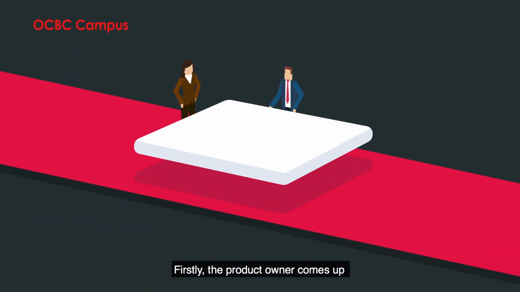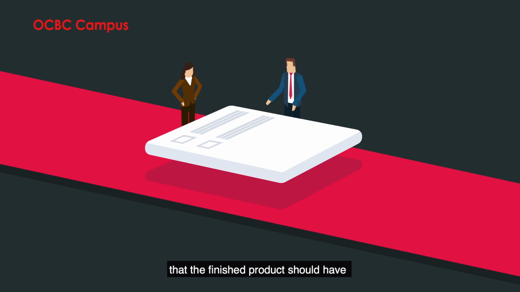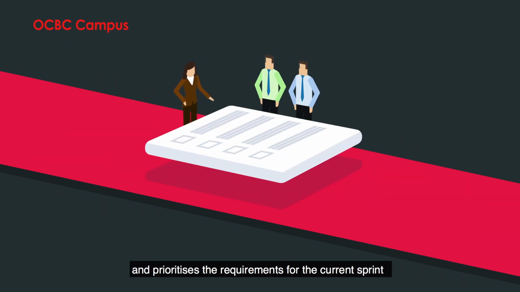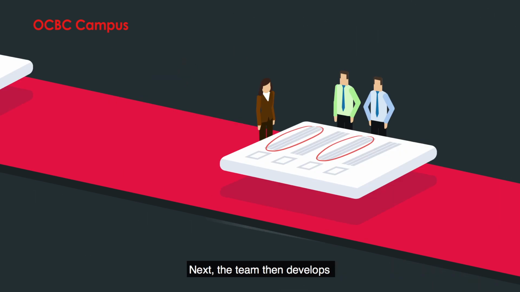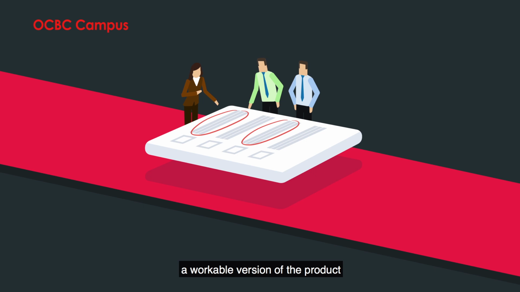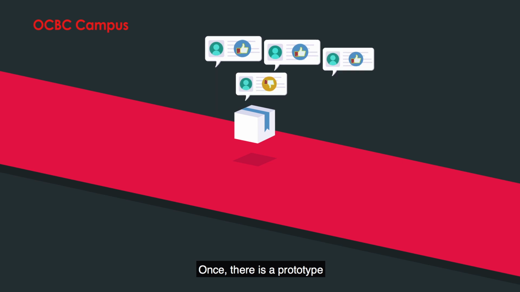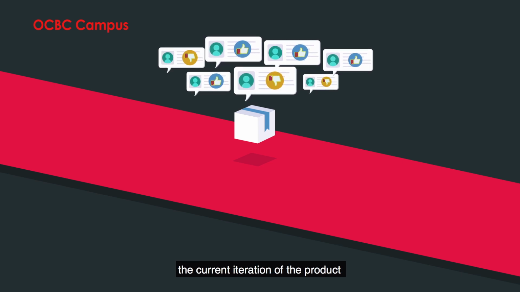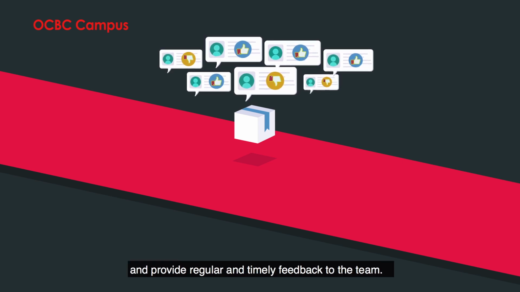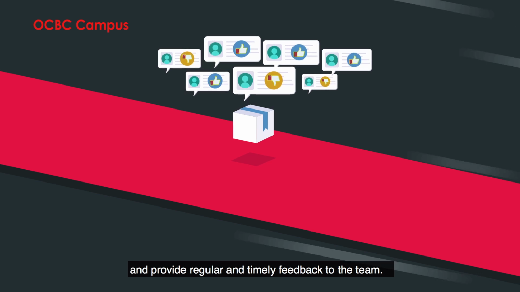Firstly, the product owner comes up with a list of requirements that the finished product should have. The Scrum Master compiles the list and prioritizes the requirements for the current sprint. Next, the team develops a workable version of the product based on the prioritized requirements. The work progress is further managed through the daily Scrum meetings throughout the 2-week sprint. Once there is a prototype, the users would then test the current iteration of the product and provide regular and timely feedback to the team.